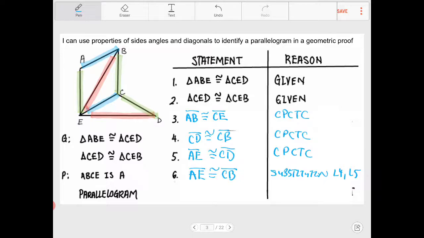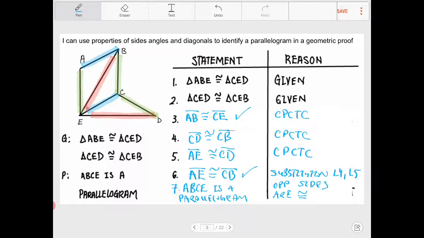And then last but not least, I can say, because I have one pair of sides that are opposite and congruent, and I have another pair of sides that are opposite and congruent, therefore I can say ABCE is a parallelogram, because opposite sides are congruent.